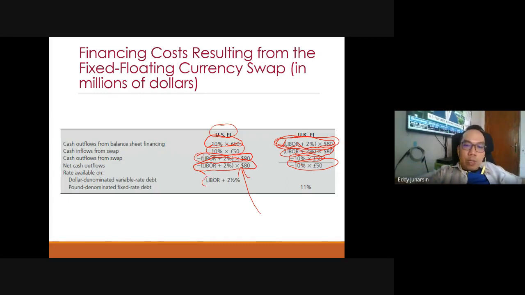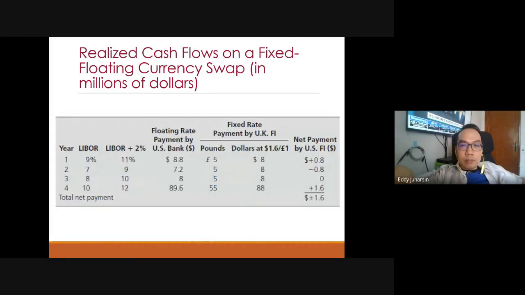So compared to what they will have to pay if they do it by themselves, there is efficiency here. Like you see here, the US bank ends up paying LIBOR plus two. If they have to do it by themselves in the US market, they have to pay LIBOR plus 2.5%. And the UK bank ends up paying 10% on the UK borrowing. If they have to do it alone, maybe they have to pay 11%. So there is a saving or efficiency from the swap contract.